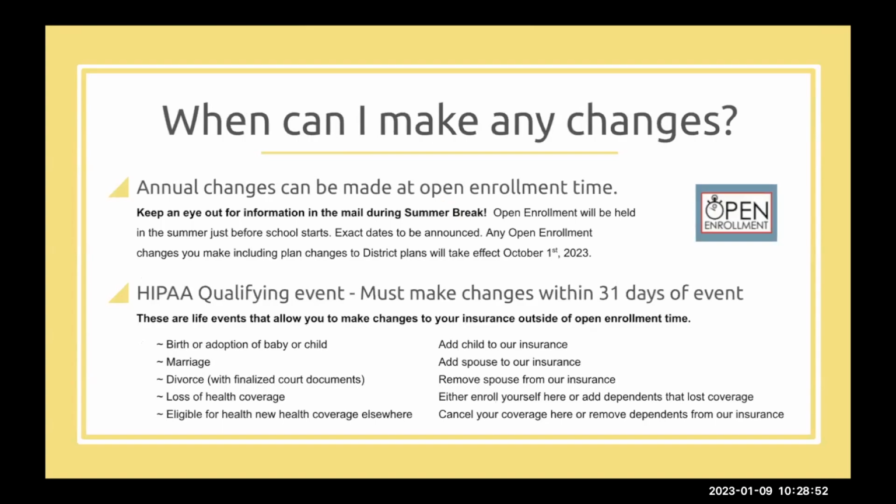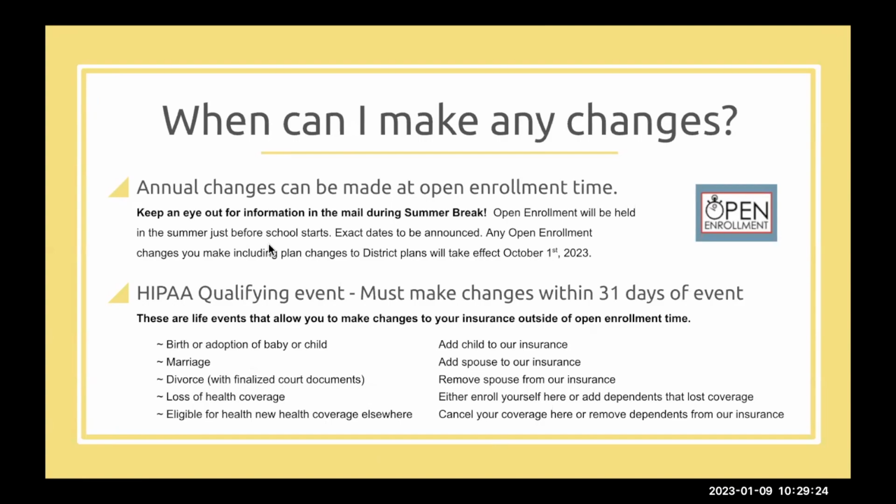Okay, the other question I get is, when can I make changes? Our annual open enrollment time is typically over the summer. We mail out information with your welcome back letter, usually the end of July. We'll figure out the exact dates, but it's typically the first 2 weeks in August. Any changes you make during that time will go active October 1st.